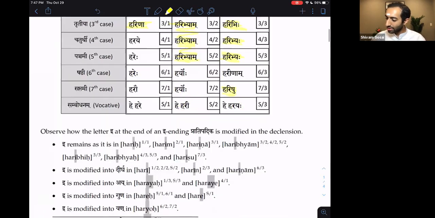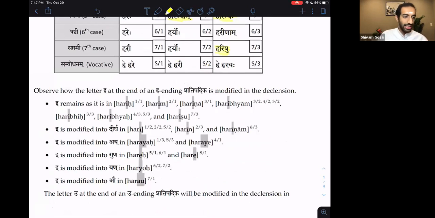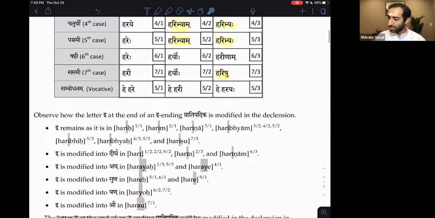Then we see that E is modified into dirgha. So it becomes long in a few places. So 1-1, 2-2, and Sambodhana 2. Those duals become Hari, 2-3 becomes Harin, and 6-3 is Harinam. Right, so let's look at that chart.